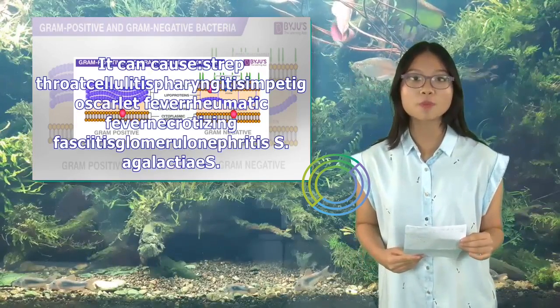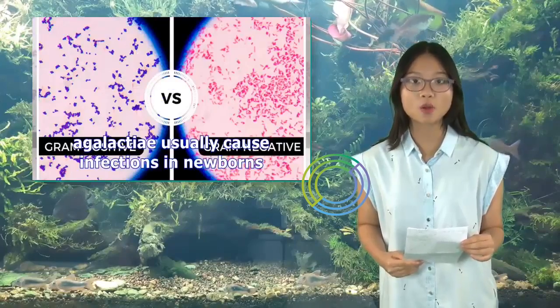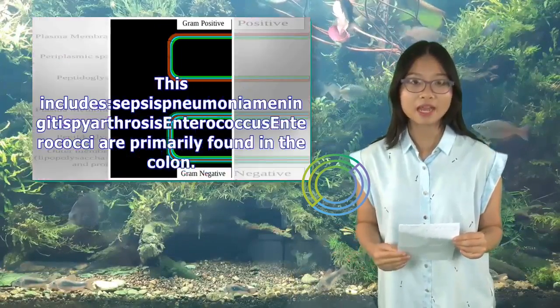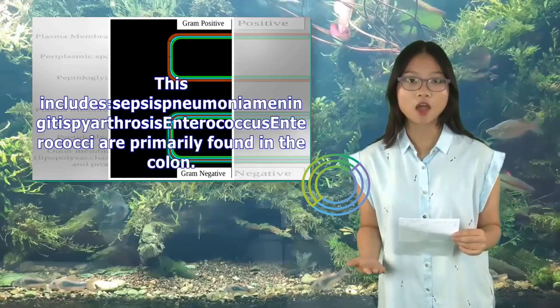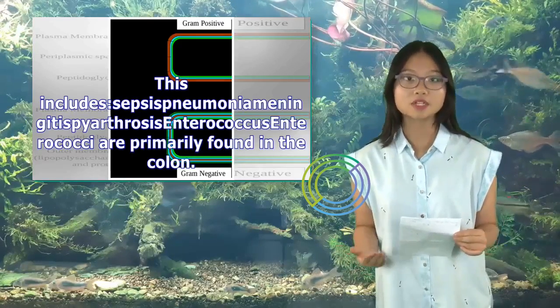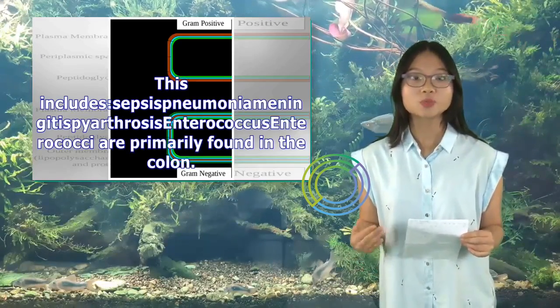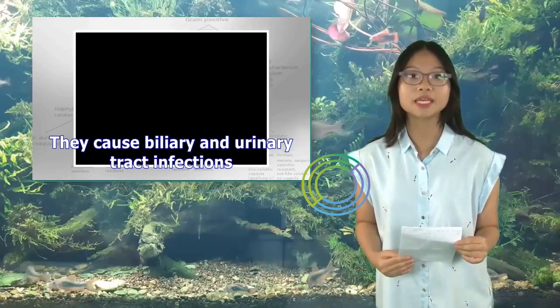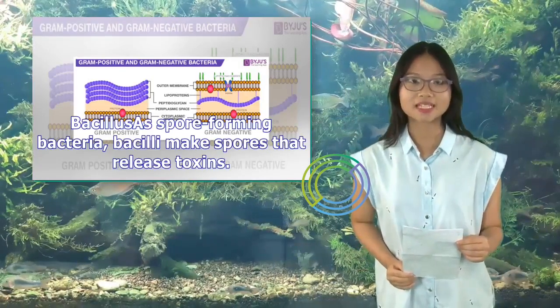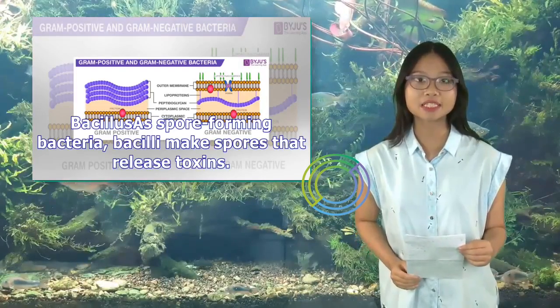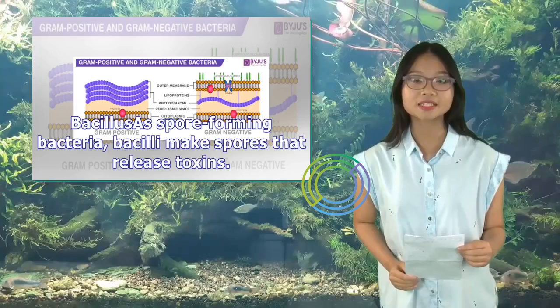Agalactiae. S. agalactiae usually causes infections in newborns. This includes sepsis, pneumonia, meningitis, and arthritis. Enterococcus. Enterococci are primarily found in the colon. They cause biliary and urinary tract infections. Bacillus has spore-forming bacteria. Bacilli make spores that release toxins.